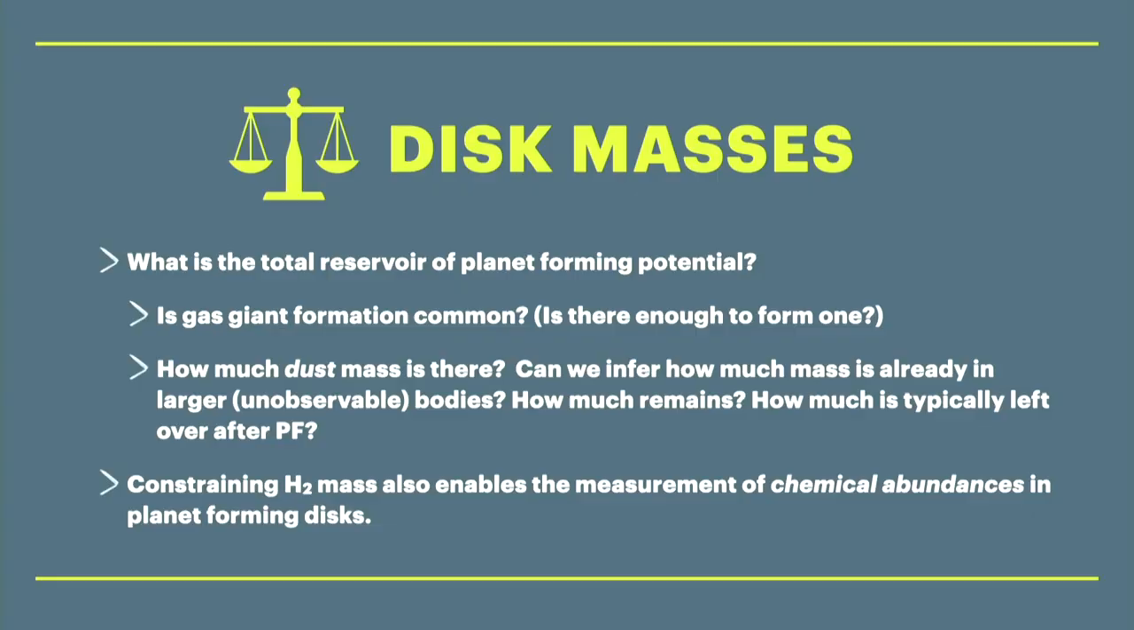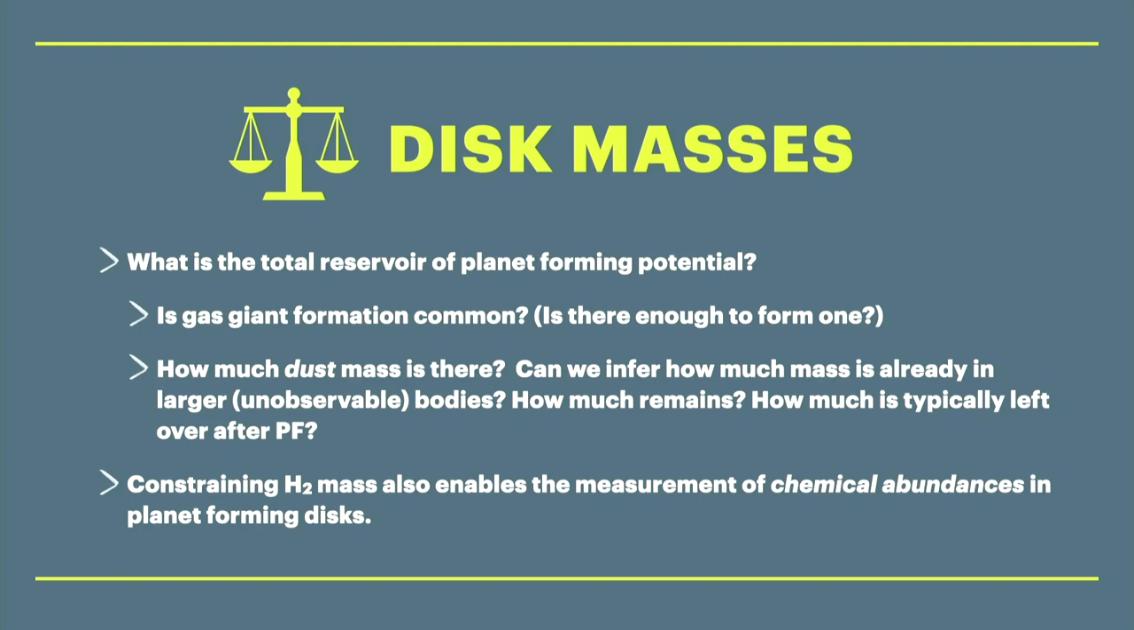All right, so first, disk mass. The motivation, why we want to know things about this, maybe arguably the most fundamental property of disks that is probably one of the hardest to understand, is we want to know what is the total budget of planetary material that could turn into planets. What's the possibility that a disk could form giant planets? So is gas giant planet formation common? Is there enough mass around to even do that? How much dust mass is there? Can we start to infer the amount of solid mass that's in larger bodies that are observably difficult? And also, how much remains after planet formation is done? And how much of that is lost in various processes that are not related to planets? That gets into that efficiency question.